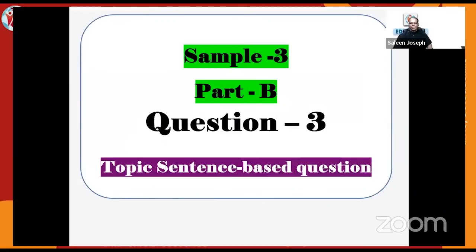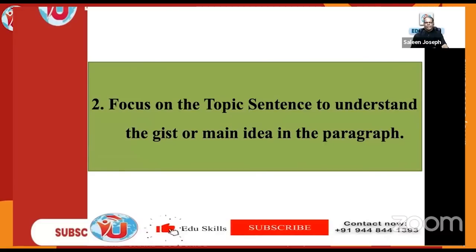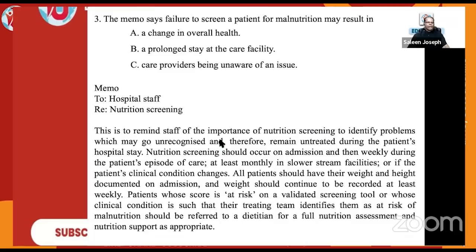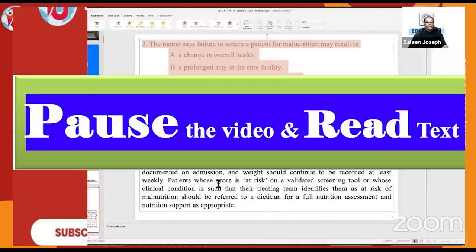Sample 3, part B, question 3, topic sentence based question. Focus on the topic sentence to understand the gist or main idea in the paragraph. Normally, you will see the topic sentence in the very first sentence. Topic sentence means it speaks about the topic of that paragraph. So let's look into this one, read and follow.